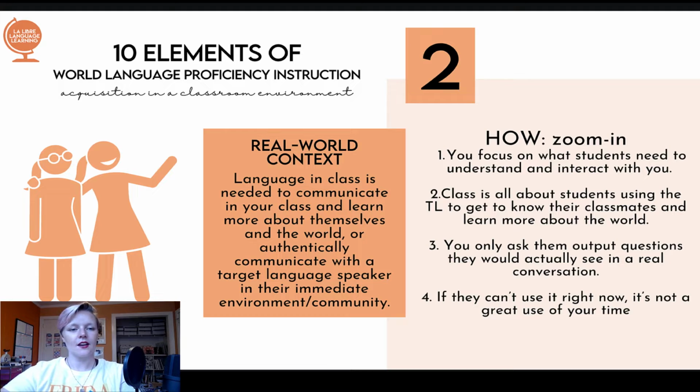This means that in a proficiency-oriented classroom, your students have no trouble identifying things that they're doing in class that they can use as soon as they leave your classroom. Language in class is not only needed to communicate in your class, they literally need it to get around the room. They need it to get things in the room. They needed to interact with you and with other people in the room. Your classroom is the communicative event. It is the communicative context. But even better than that, your students are using language, your language that you're helping them acquire, to learn more about themselves and the world.